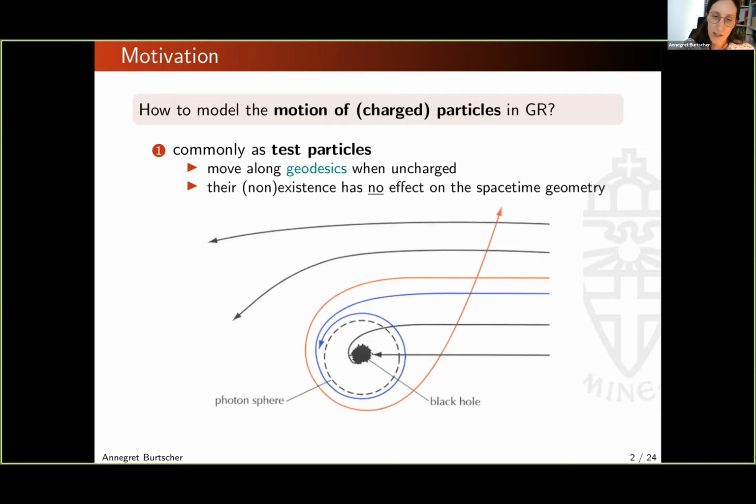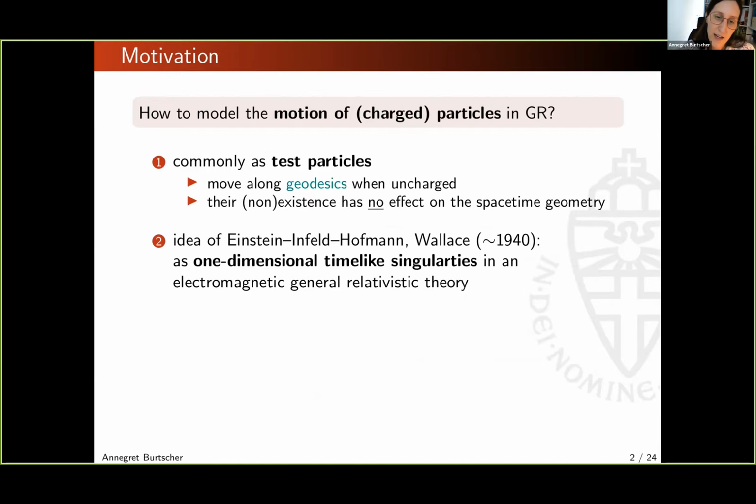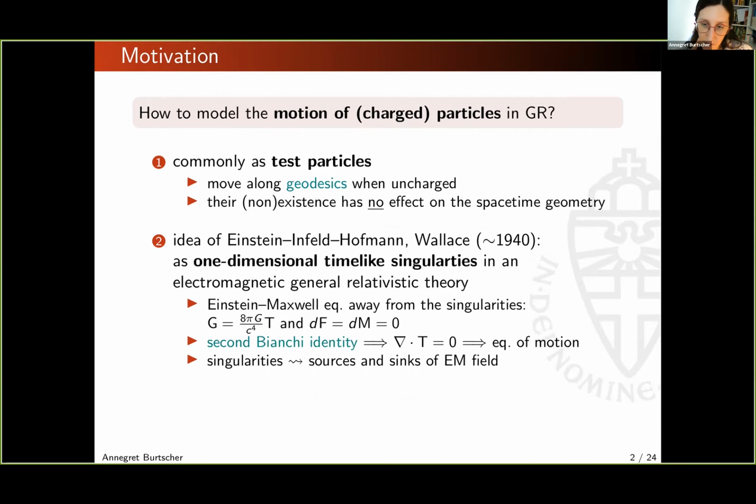However, there is another approach going back to Weyl, Einstein, Infeld and Hoffmann, and Infeld and Wallace around 1940, which is modeling these particles not as basically non-existent, but as singularities in a general relativistic theory, namely as one-dimensional time-like singularities. So the idea is here that we consider the Einstein-Maxwell equations away from the singularities. And the second Bianchi identity, which is a geometric differential identity, will then imply the divergence-free form of the energy momentum tensor, which should then determine the motion of these particles.